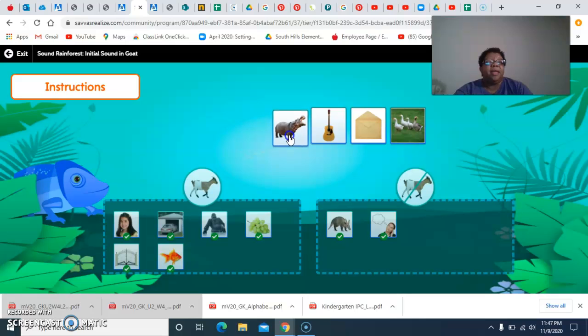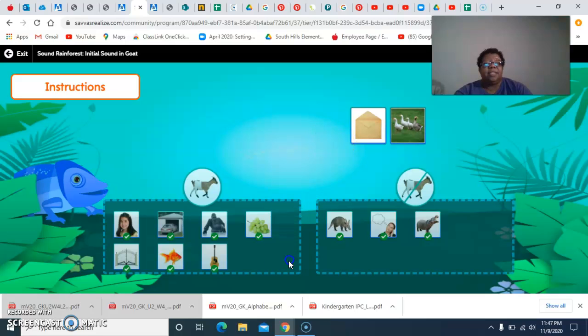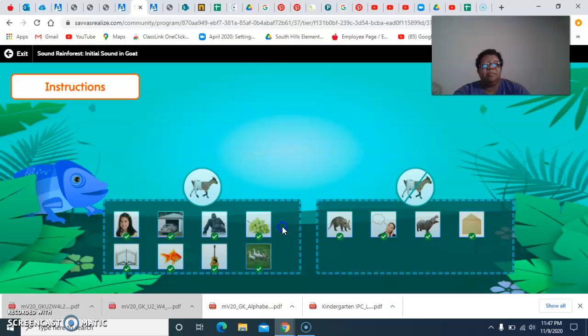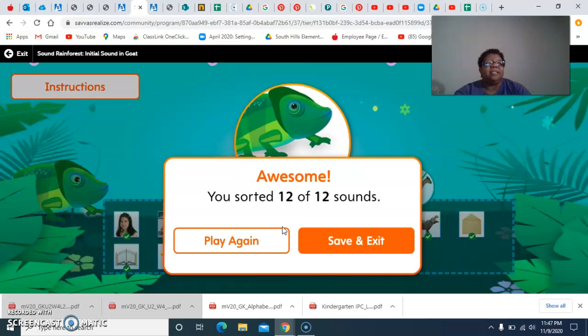Hippo. Hippo. Guitar. G, g, guitar. Envelope. Eh, envelope. Geese. G, g, geese.